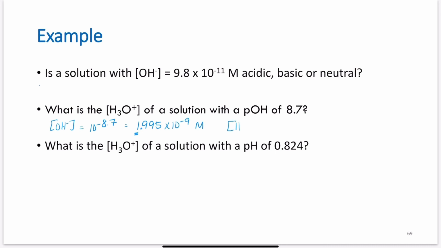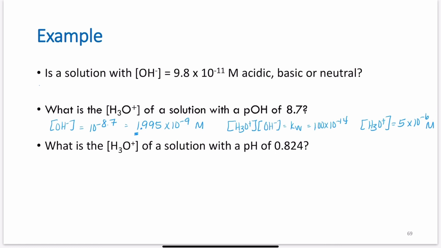I know that my hydronium concentration times my hydroxide concentration equals Kw, which is 1.00 times 10 to the minus 14. So I'm going to plug that in and solve for hydronium. And I get a hydronium concentration of 5 times 10 to the minus 6 molar.